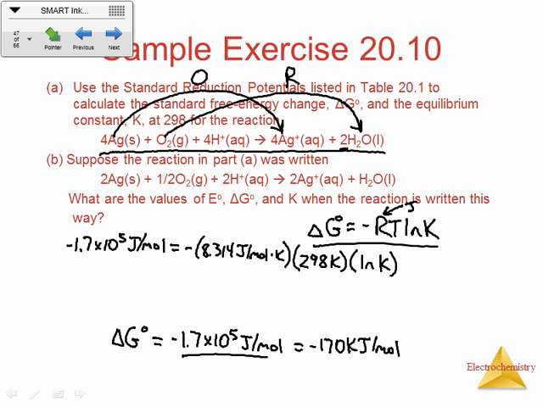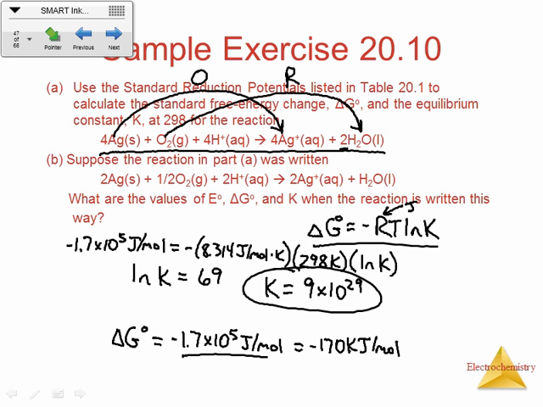After I do my math, the natural log of K is going to end up being 69. And then we E both sides of this to figure out my K. You can probably already tell this is going to be a very large number. So my K is 9 times 10 to the 29th. Okay, so there's my delta G, and there's my K.